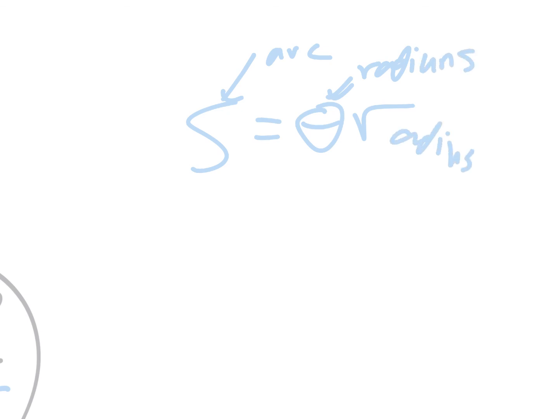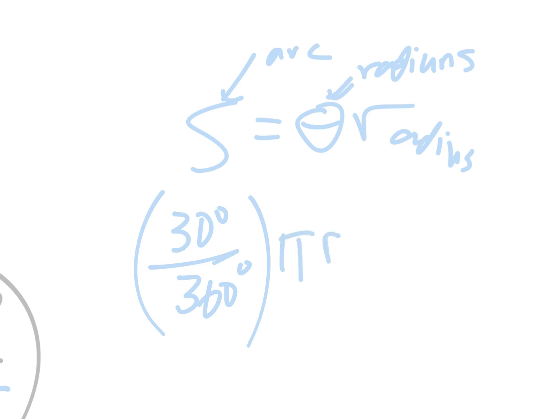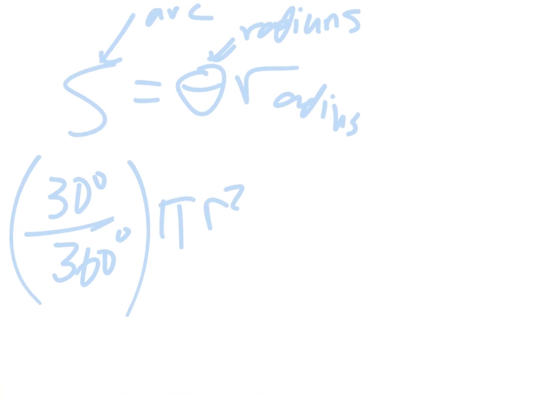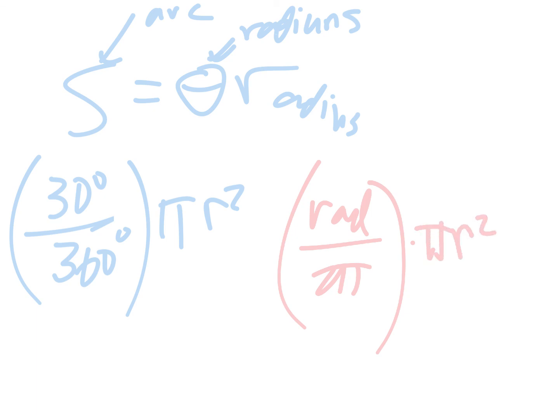And there were 2 formulas. S equals theta r. This is the arc length. It will be the radians times the radius. And in degrees, it's the degrees over 360 times pi r squared. And that's for the area of a sector. And if you want to do it in radians, it's the radians over 2 pi times pi r squared. That gives you the area of a sector of a circle with radians.